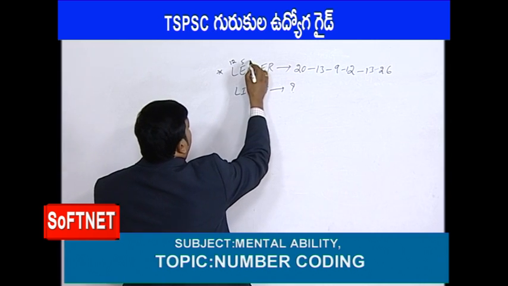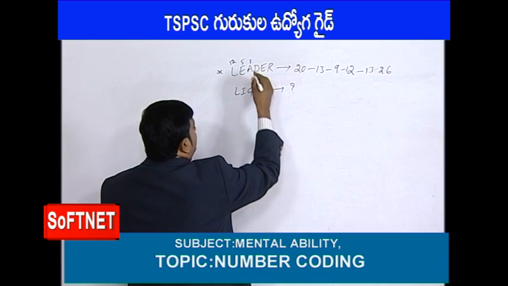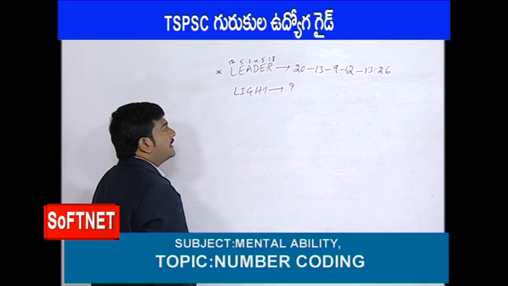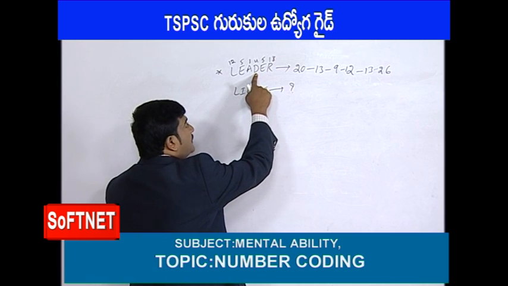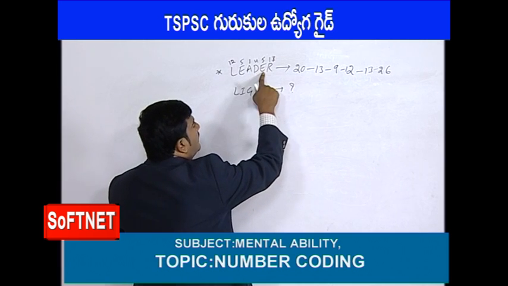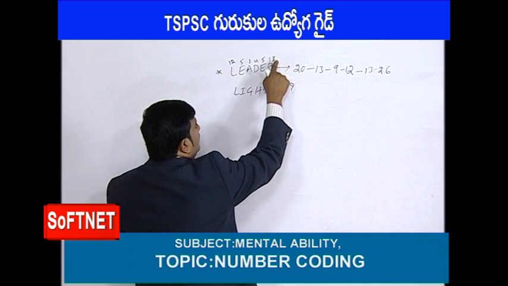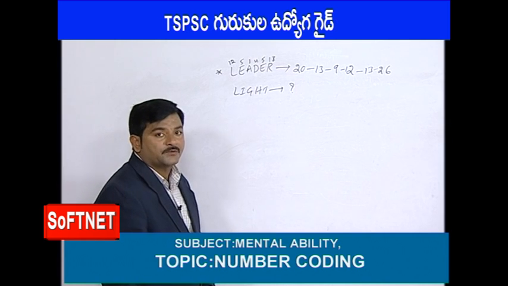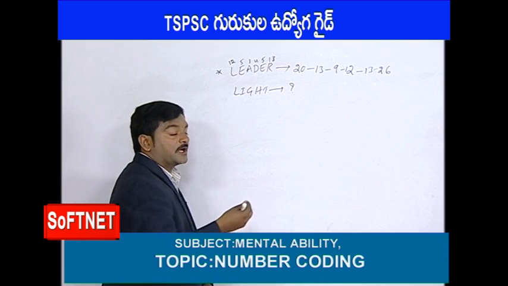Similarly, take this one. A means 1, adding 8. 1 plus 8, 9. Similarly, 4, 5, 18. See, add 8 to every letter here. Adding 8 to 4, I am getting 12. 8 to 5, getting 13. Similarly, 8 to 18. 18 plus 8. How much am I getting? 26. Similarly, we need to take the corresponding alphabetical numbers.